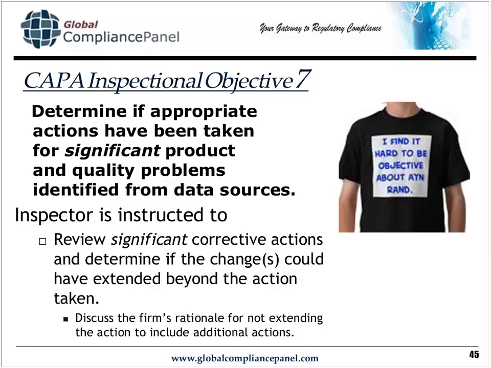And by this point in the inspection, not just the CAPA, but the inspection itself, they've had at least a passing familiarity with your nonconformances, with your products and product lines. A good inspector is going to be knowledgeable enough at this point to ask you to explain your rationale for not extending this action to include additional actions, or maybe additional actions across additional product lines.